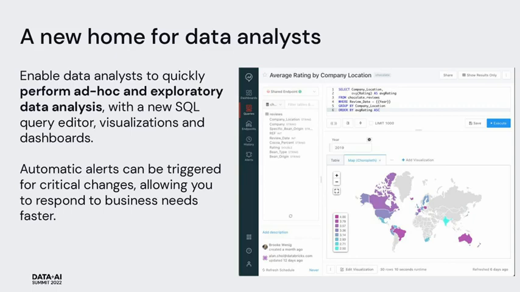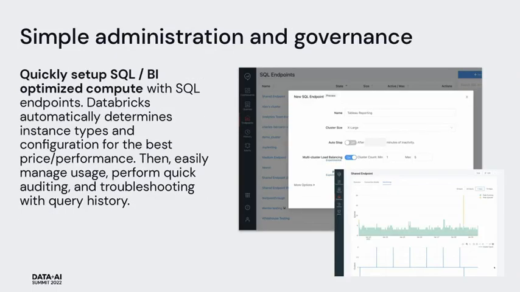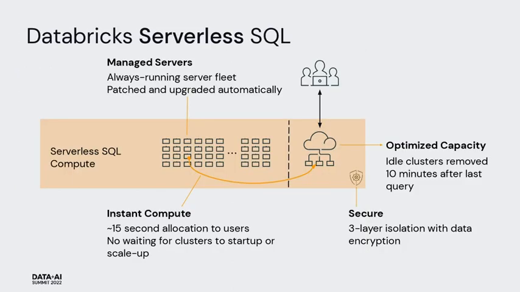Traditionally, SQL endpoints have given a quick way to set up SQL and BI optimized compute. Simply pick the cluster size. Databricks automatically determines appropriate instance types and configuration for the best price and performance. But now there's also Databricks Serverless SQL. This new capability for Databricks SQL provides instant compute to users for their BI and SQL workloads, with minimal management required and capacity optimizations that can lower overall cost by an average of 40%.